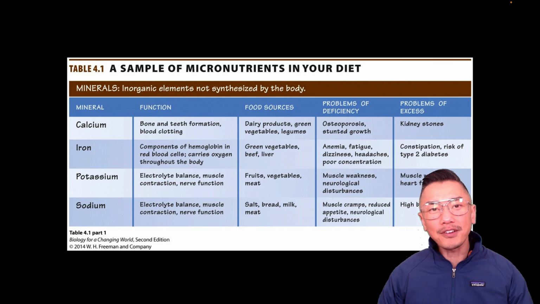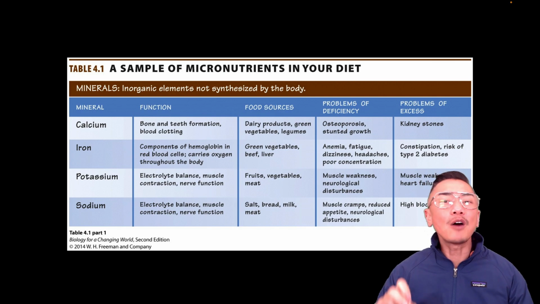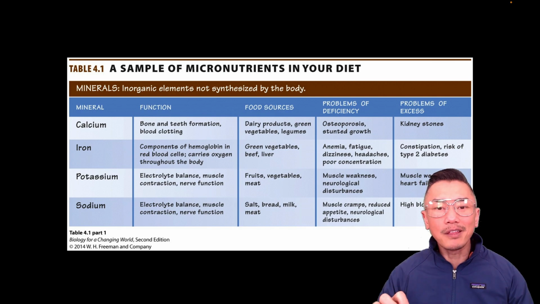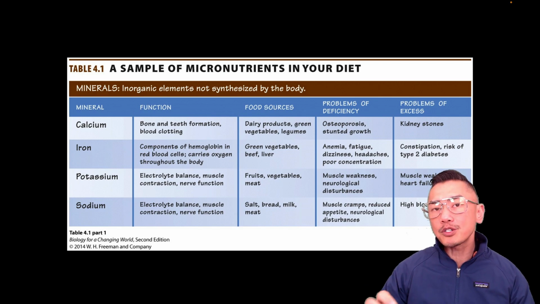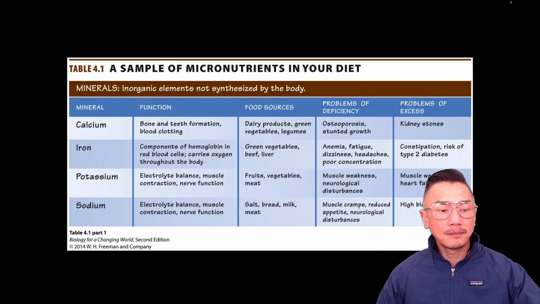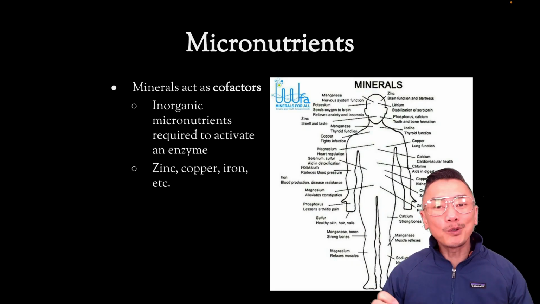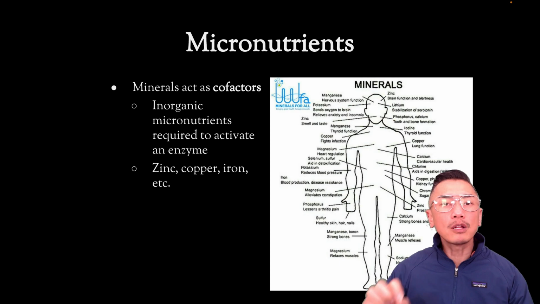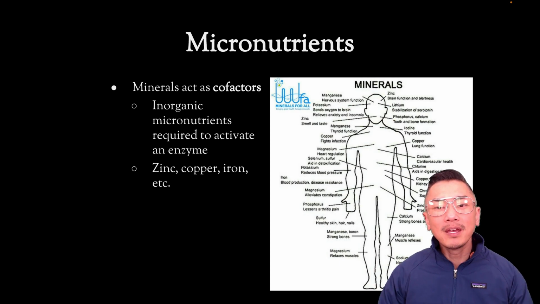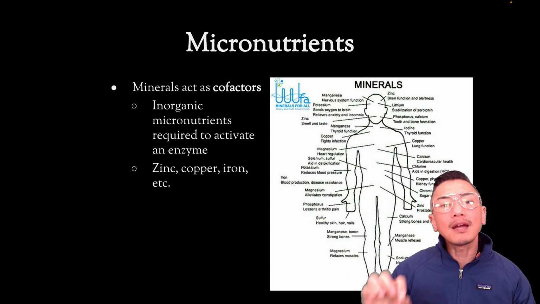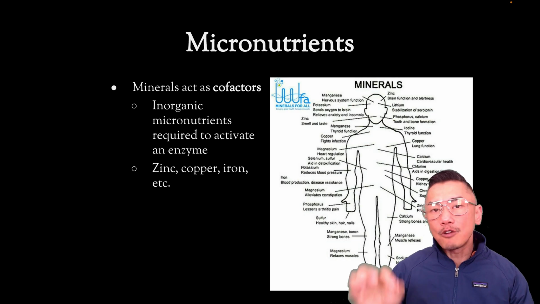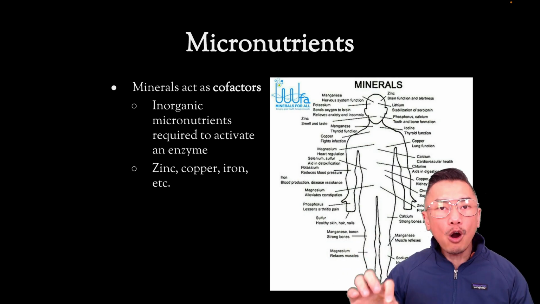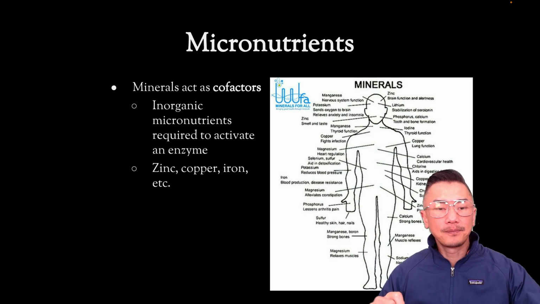This infographic from your textbook shows how they help, the foods that contain them, and the problems that can arise when we ingest too much or too little of them. When we ingest minerals, they act as what we call cofactors in the body. Minerals are inorganic micronutrients required to activate an enzyme, like zinc, copper, and iron. Remember, minerals are always inorganic.